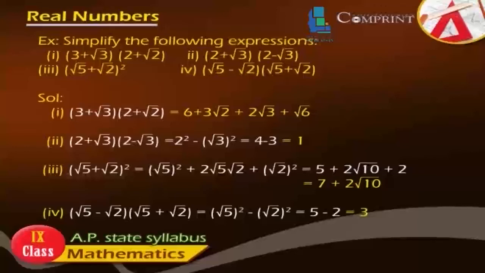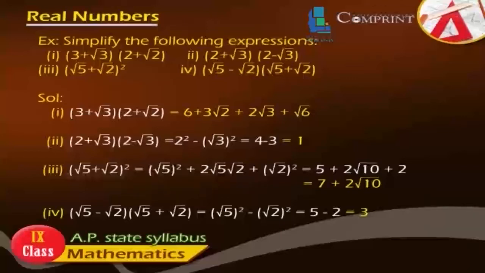Third one, (√5 + √2)² = (√5)² + 2·√5·√2 + (√2)² = 5 + 2√10 + 2 = 7 + 2√10.